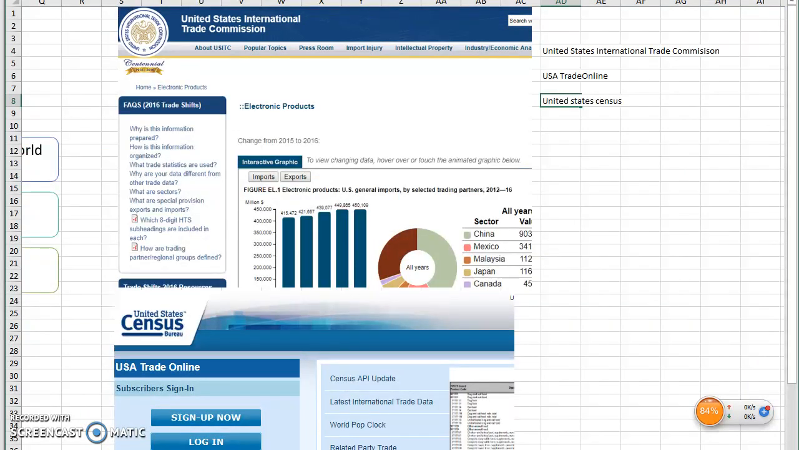My data was gathered from these three sources. One is United States International Trade Commission, and also USA Trade Online, and also United States Census Bureau.